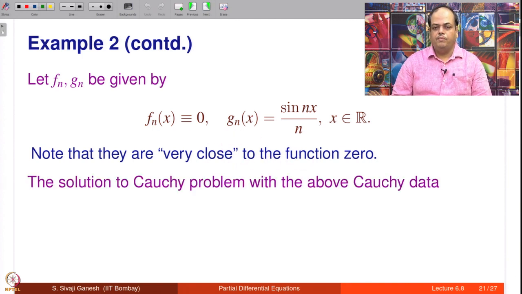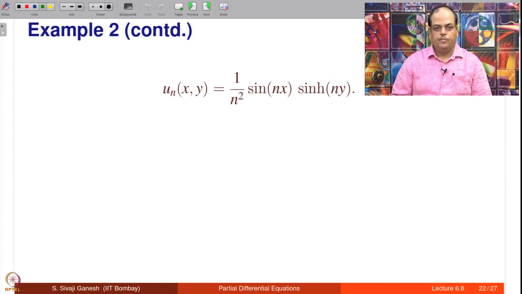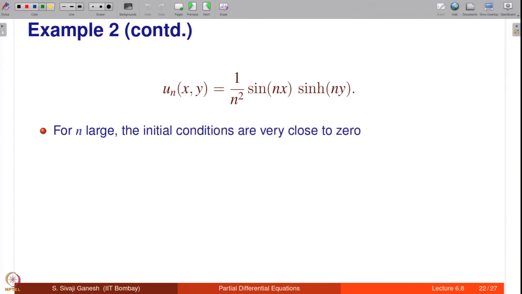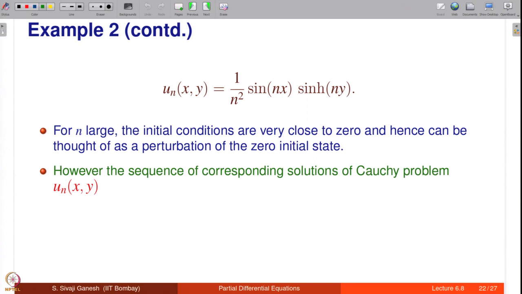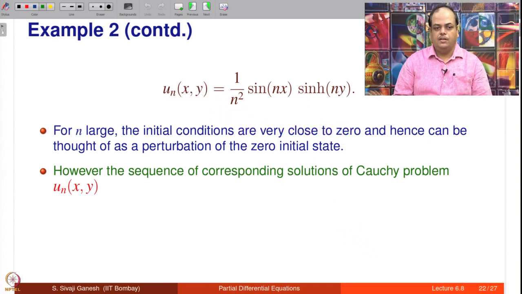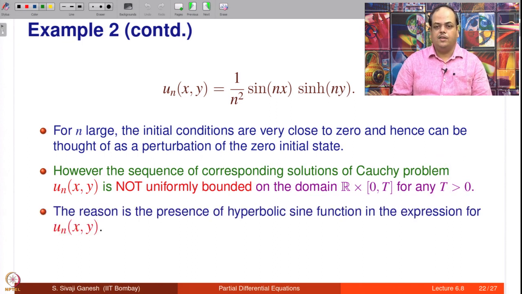The solution to the Cauchy problem with the above Cauchy data is given by this formula. One can easily check that it is a solution to the Cauchy problem for the Laplace equation. Now, for n large, the initial conditions are very close to 0, as we have already observed, and hence can be thought of as a perturbation of the 0 initial state. However, the sequence of corresponding solutions u_n(x, y) given here is not uniformly bounded on the domain R cross (0, T), whatever may be the T that you fix. The reason is the presence of the hyperbolic sine term, sinh function, in the expression for u_n(x, y). Thus, the stability estimate fails.